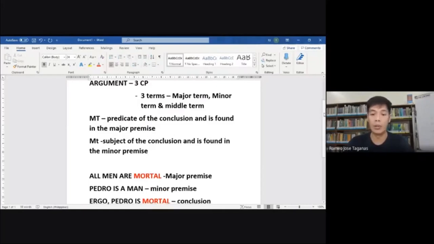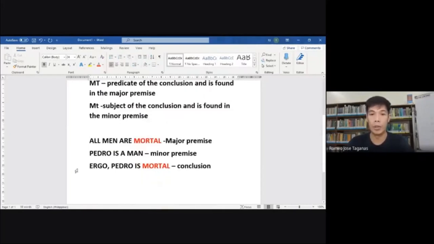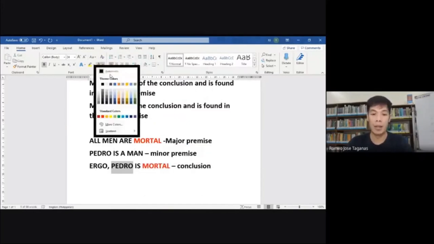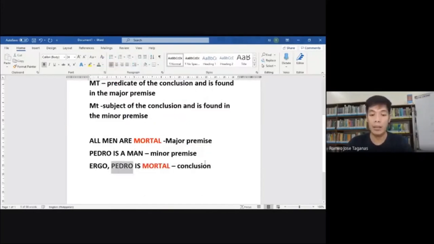So, puntahan natin kaagad yung conclusion. Ito yung conclusion, di ba? Ngayon, ang minor term ay subject ng conclusion. Asan yung subject? Ito, Pedro. Yan pala ang subject ng conclusion. And, sabi rito, is found in the minor premise. Puntahan natin minor premise, makikita din natin ito. Ayan. Ibig sabihin, yan ang ating minor term.